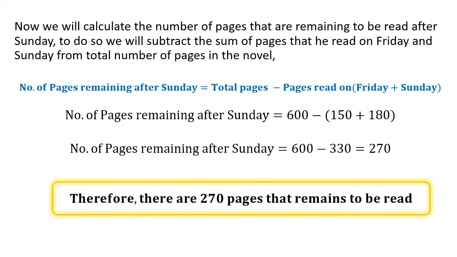Now we will calculate the number of pages that are remaining to be read after Sunday. To do so, we will subtract the sum of pages that he read on Friday and Sunday from total number of pages in the novel. After subtracting, we have 270, therefore, there are 270 pages that remains to be read after Sunday.